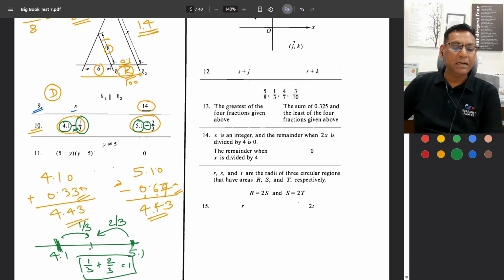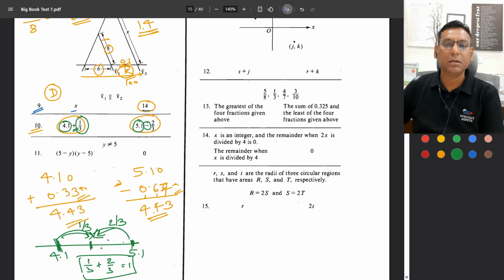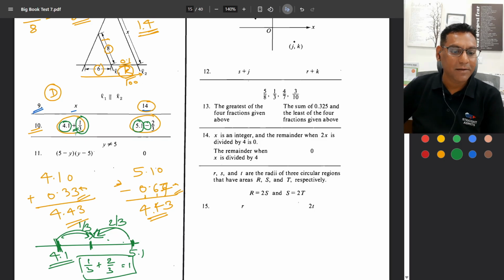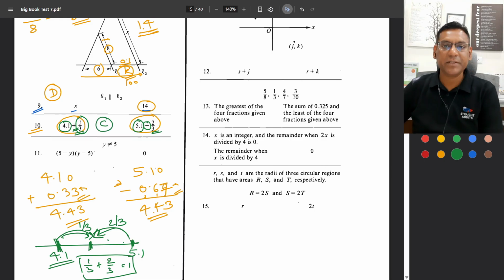Basically what that means is that I will land up at the same point, because the total distance I have to cover is 1 unit. From here I am covering one third, from here I am covering two thirds. I have to land at the one third point from 4.1. That point 1 doesn't really matter here. It could have been 4.8963, this could have been 5.8963. So long as the difference between them is 1, I would land at this same point. So essentially this is answer choice C.